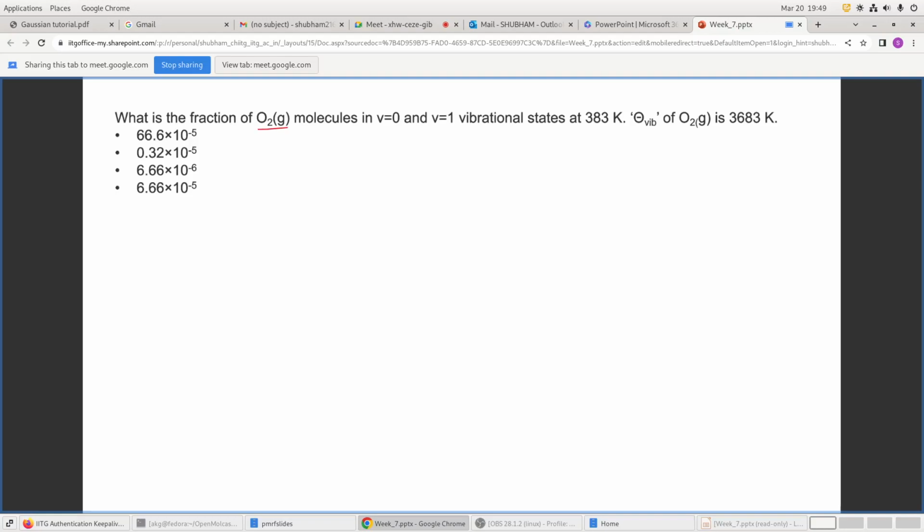What is the fraction of O2 molecules in the V equals 0 and nu equals 1 vibrational state at 383 Kelvin? Theta vibrational is given. So given quantities are theta vibrational is equal to 3683 Kelvin. Temperature is equal to 383 Kelvin.